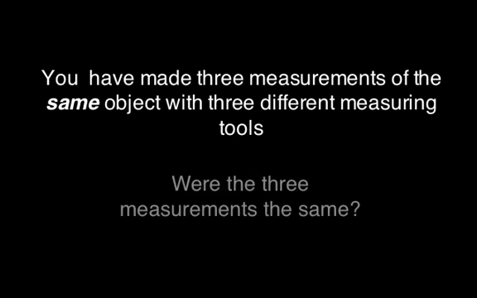Okay, so you've made three different measurements of the same object using three different measuring tools. But were all three measurements the same? If they weren't the same, why do you think that this was the case? Does it matter the type of measuring tool that you choose to use when you make a scientific measurement?